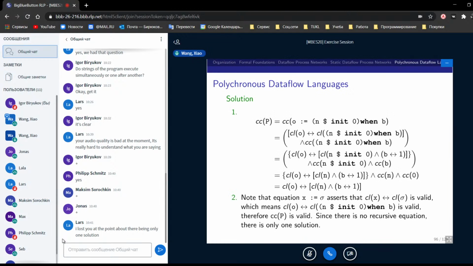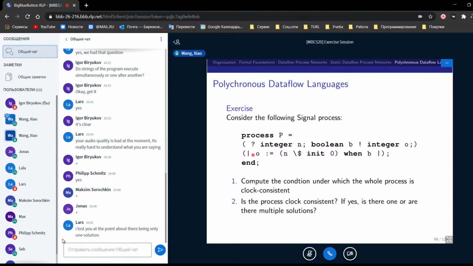Okay, but do we have that here? We don't have that here because O does not appear on the right-hand side. So it's just from input to output. There is no fixed point iteration.